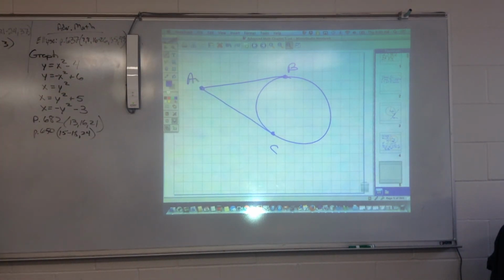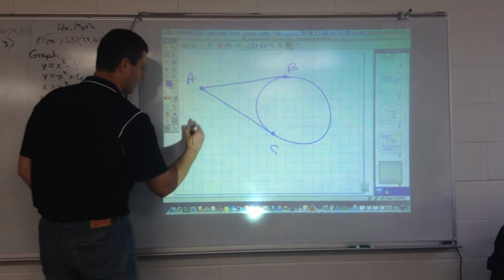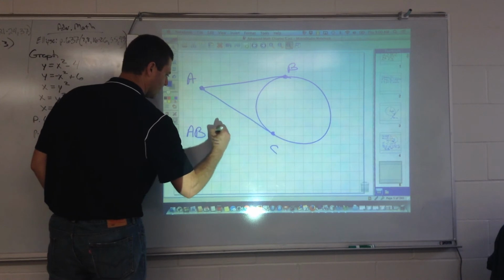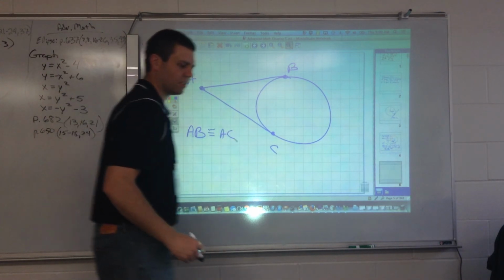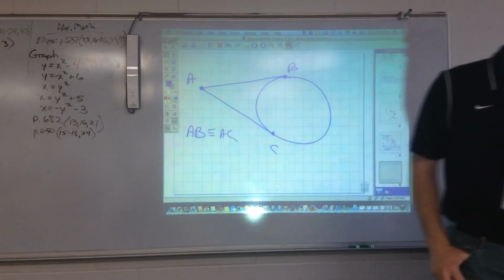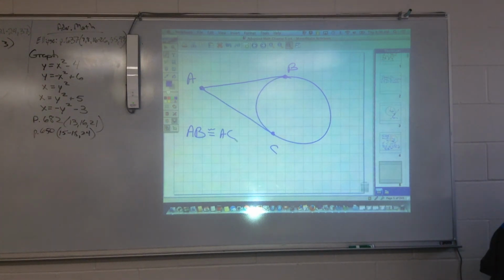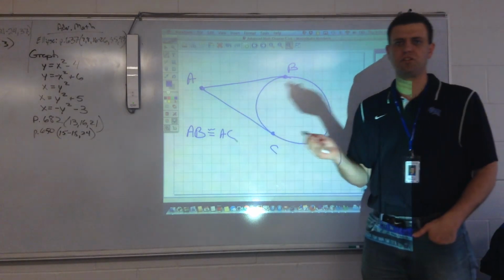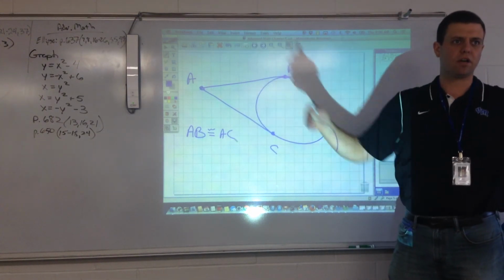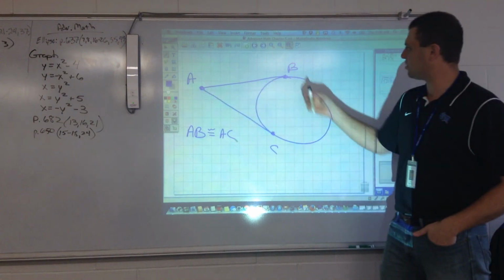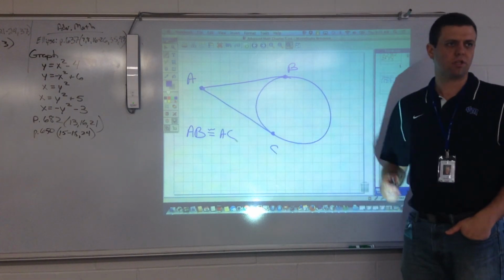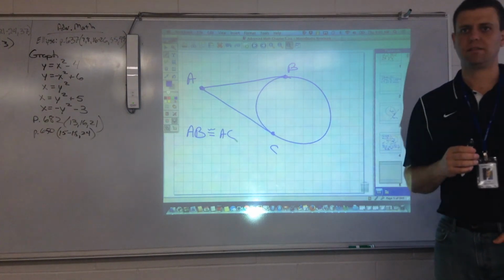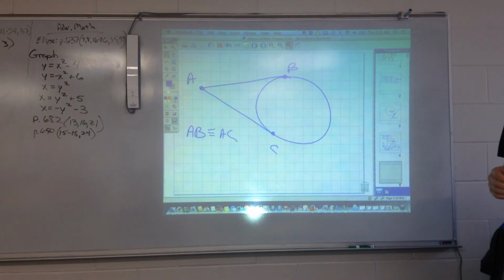What do you think is true about the length of AB and AC? They're the same. AB is congruent to AC. They're the exact same length. Theorem 10.2 says, tangent segments from a common external point are congruent. So these are called tangent segments, not tangent lines, because they don't go on forever, they just stop. But that tangent segment and this tangent segment would be exactly the same length.